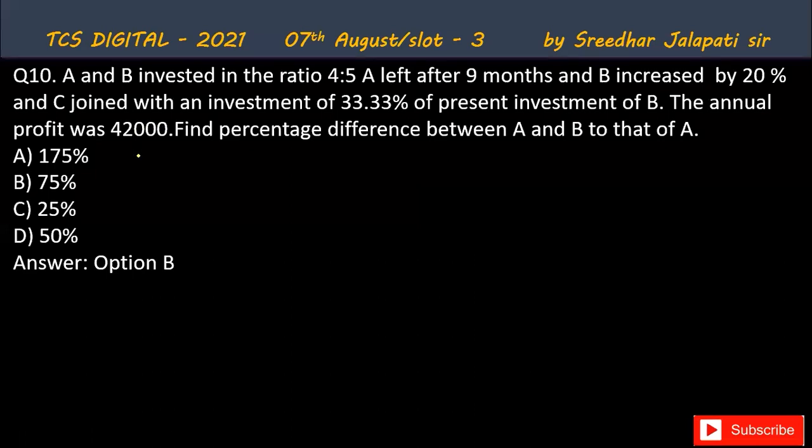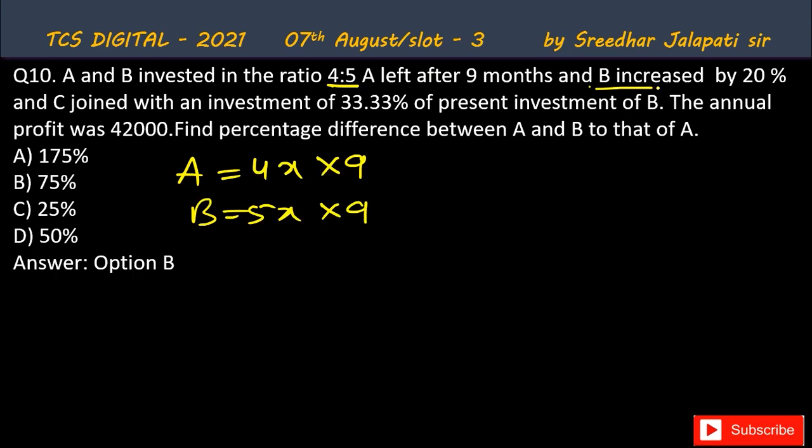Here is the solution for question number 10. A and B invested in a business in the ratio 4:5. Let us assume that A invested 4x rupees and B invested 5x rupees. A left after 9 months. That means A invested 4x rupees for 9 months and B kept 5x rupees for 9 months. After that, B increased his investment by 20%. So after 9 months, what is 20% of 5x? It is x. So B increased his investment by x rupees.